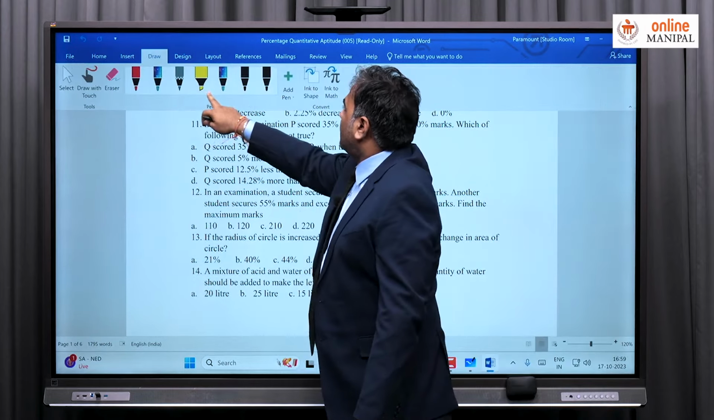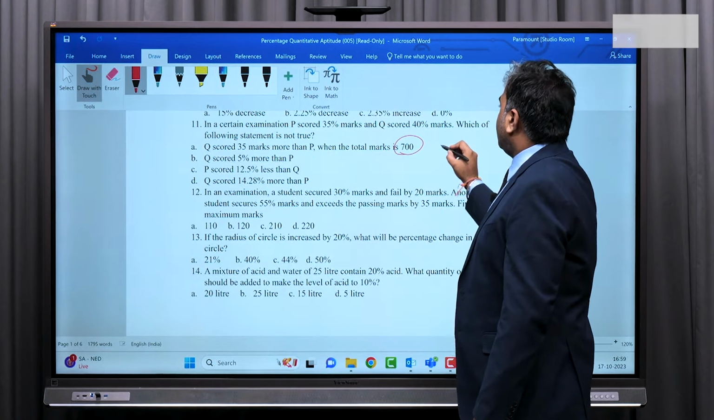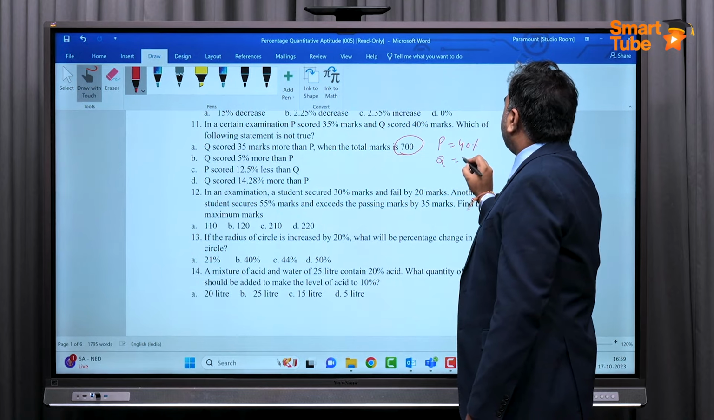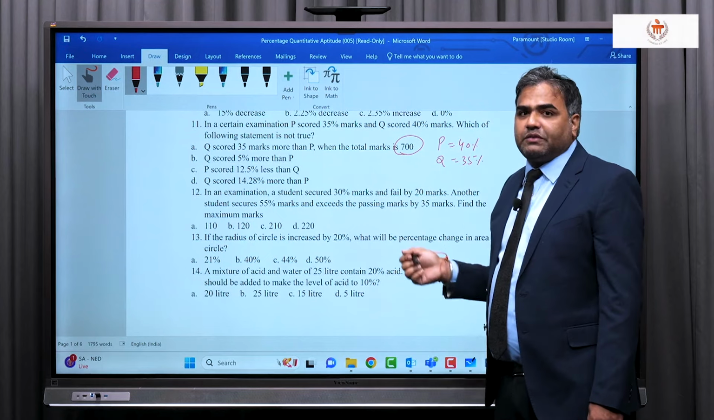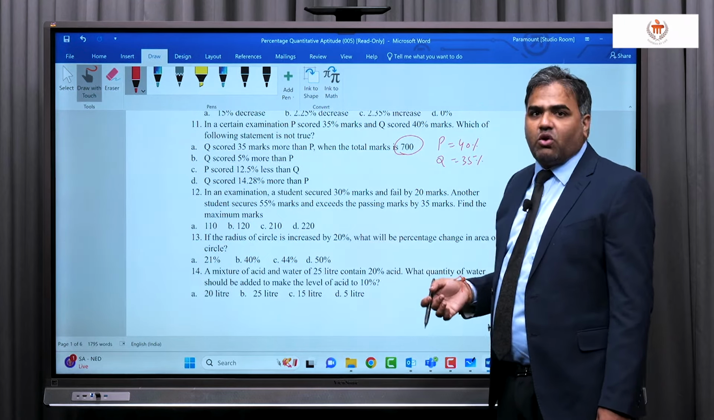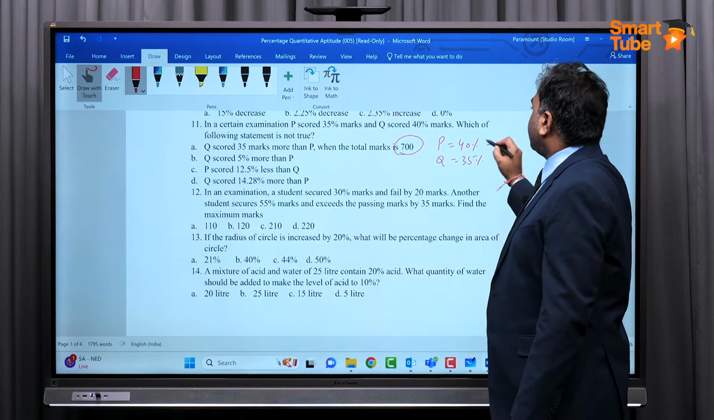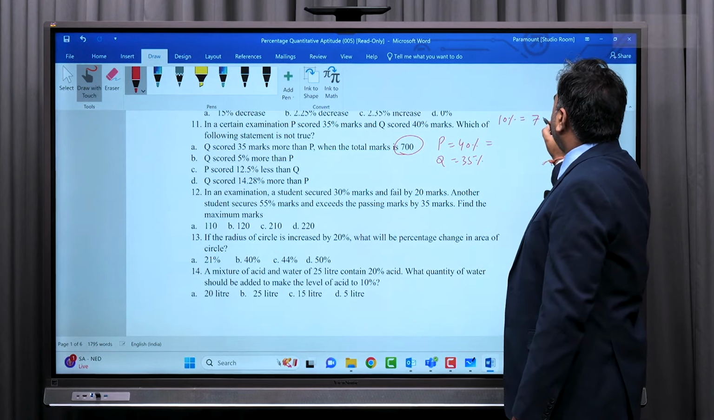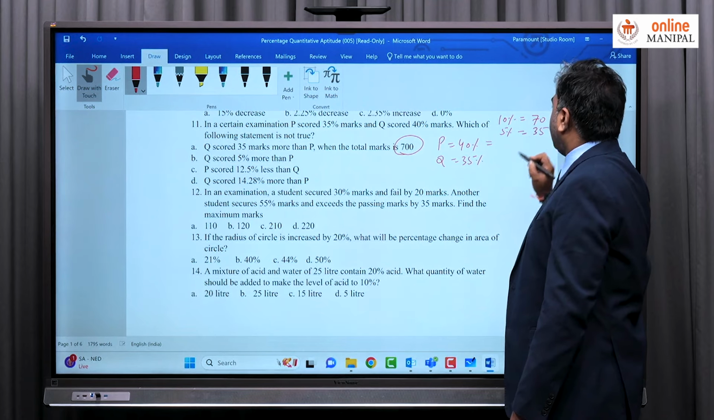So let's work on this framework. Here the total marks is 700, so Q got 40% marks and P got 35% marks. If you want to find 35% of 700, you need to do 35 sevens. You can do that calculation, or you can understand it this way, guys. What is 10% of 700? It would be 70. So what would be 5% of 700? It would be 35. Clear, everyone?